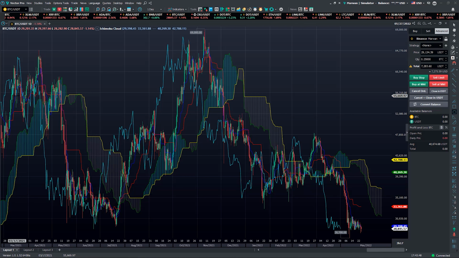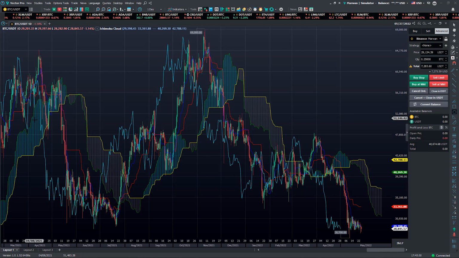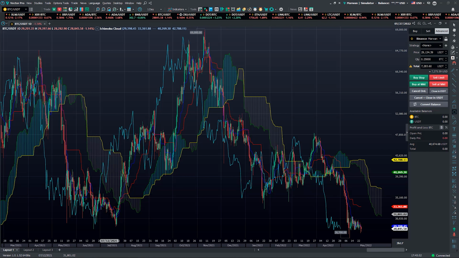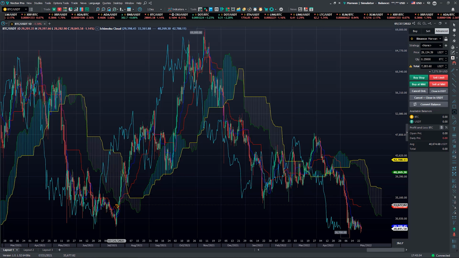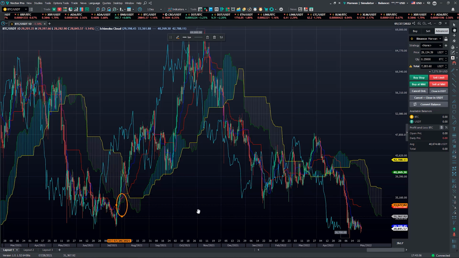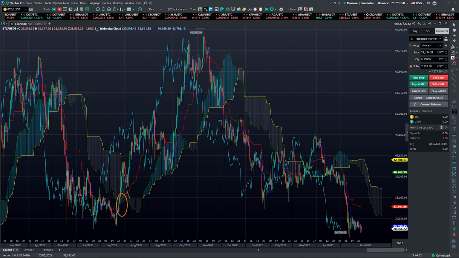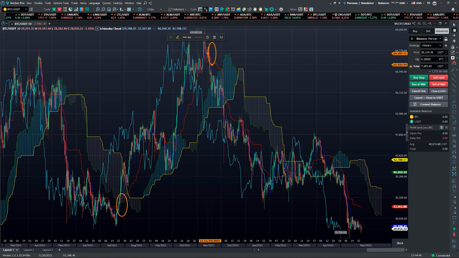When the Tenkan Sen, which is our blue line, crosses over above the Kijun Sen, which is our red line, like here for example, it may indicate an upward market movement and consequently may serve as a good buy signal. When our Tenkan Sen blue line crosses over below the Kijun Sen, the red line, like over here for example, it may indicate a downward market movement and consequently serve as a sell signal.